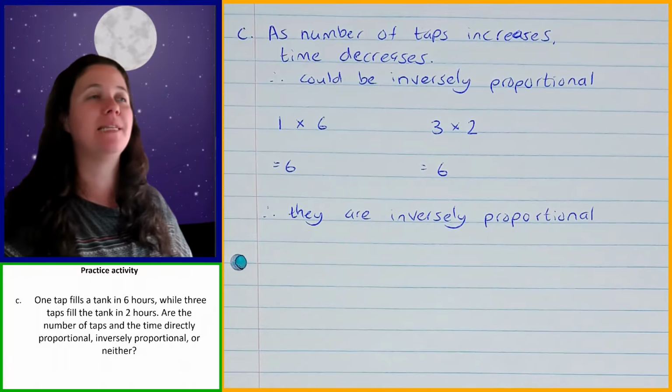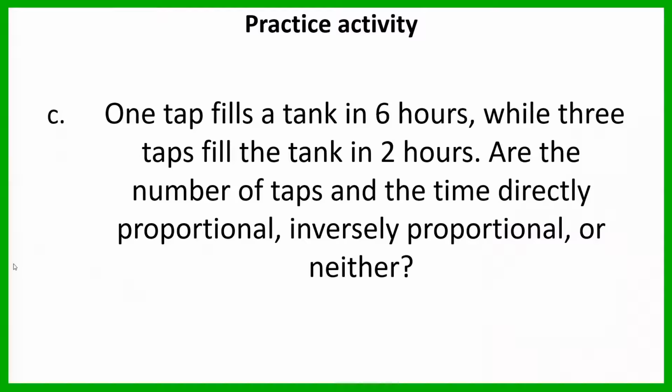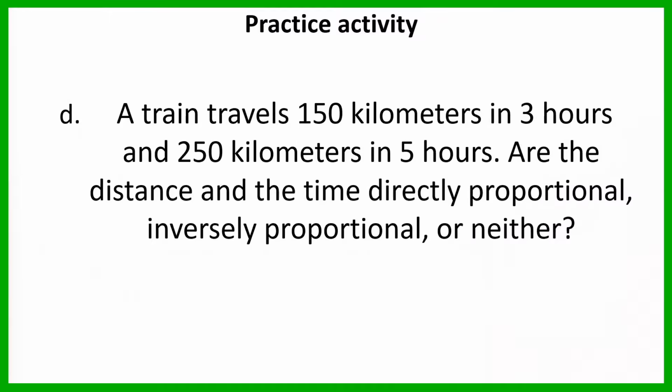Okay, so that's question C. And then the last question for today. Question D. A train travels 150 kilometers in 3 hours and 250 kilometers in 5 hours. We need to work out if the distance and the time are directly proportional, inversely proportional, or neither. I'm going to give you 1 minute for this question as well.